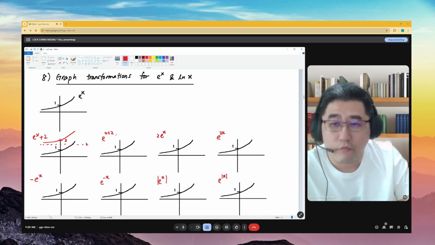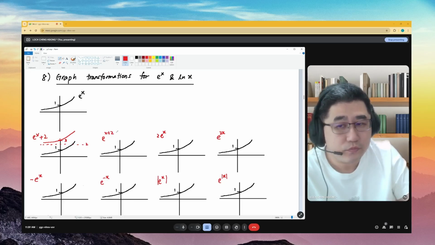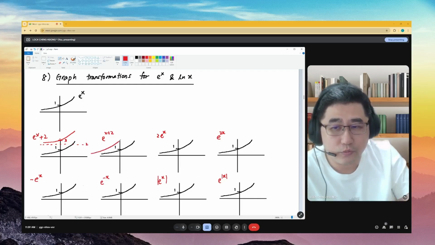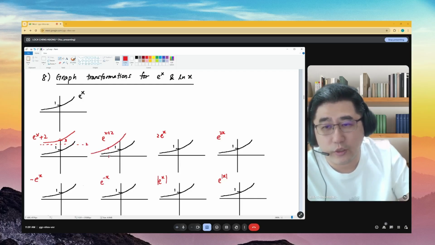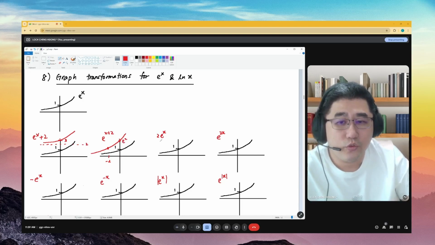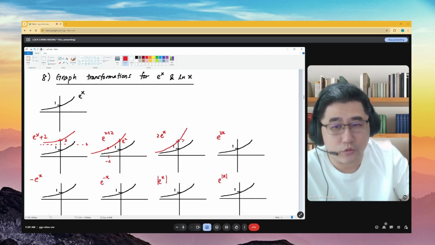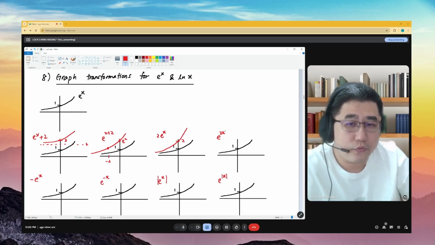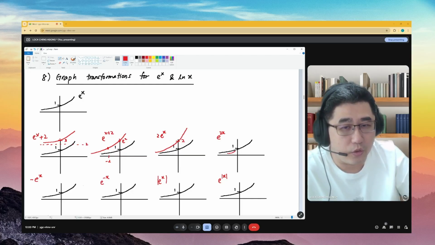If I have e^(x+2), it means the whole graph will be shifted to the left by 2. So this point here will now be (-2, 1), and this will be e squared. 2e^x means a vertical stretch, so it goes like this, and this one goes to 2. e^(2x) means a horizontal compression, so it will go like this.